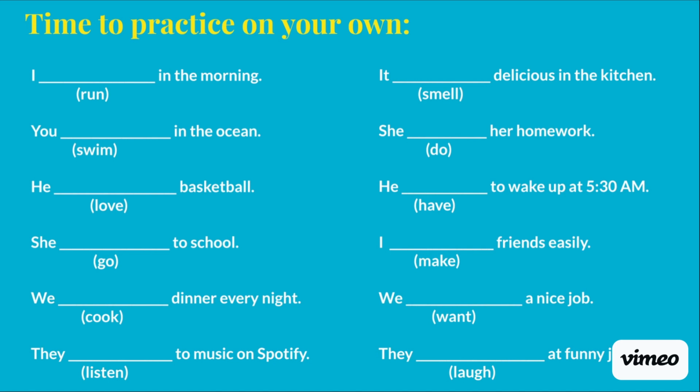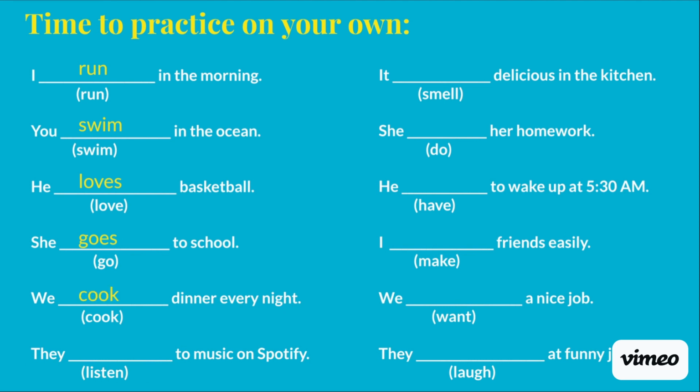All right, so here are some of our answers. I run in the morning. You swim in the ocean. He loves basketball. Good. All right. She goes to school. So since this ends in a vowel here, we're going to add es. She goes to school. Some tricky English for you there. You'll get used to it.